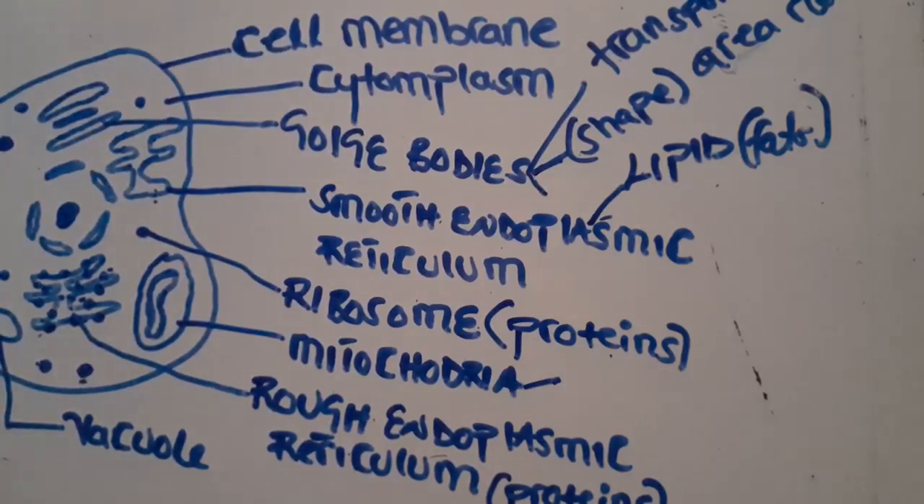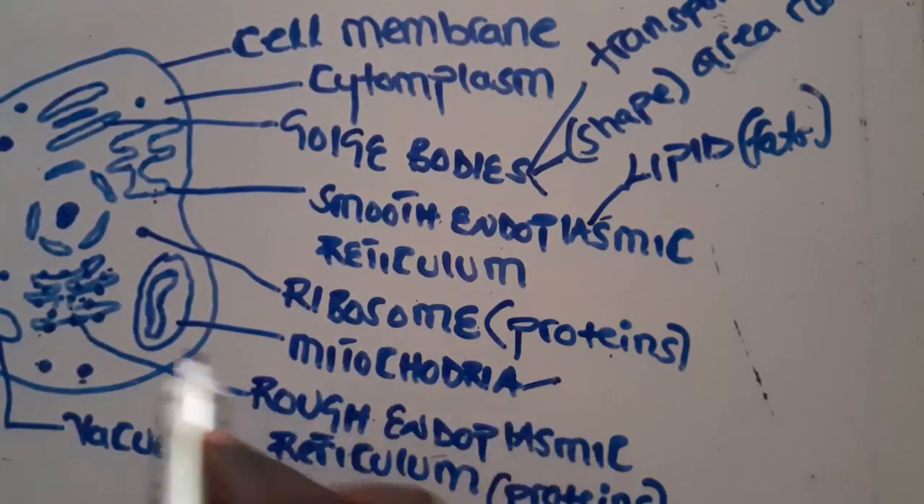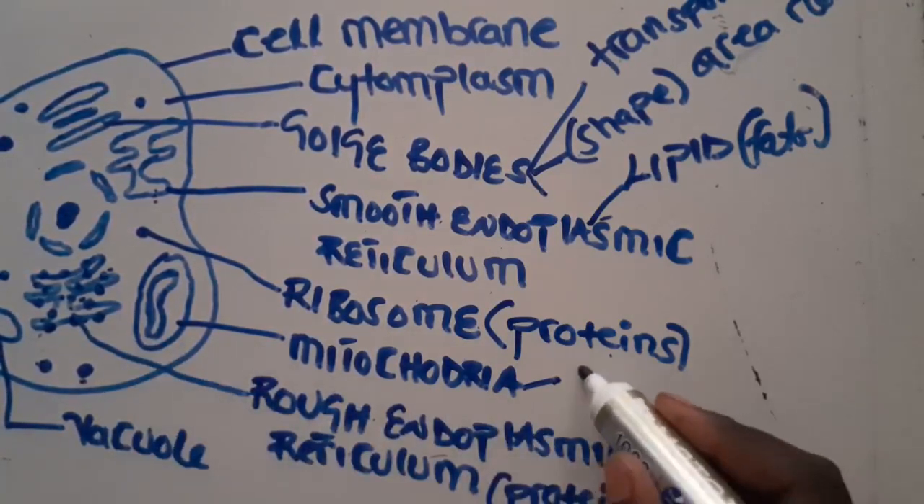This part has been said to be a powerhouse. What do I mean? It has been said to be a center where energy is being produced. The process by which energy is produced is called respiration. So the mitochondria is the site for respiration.